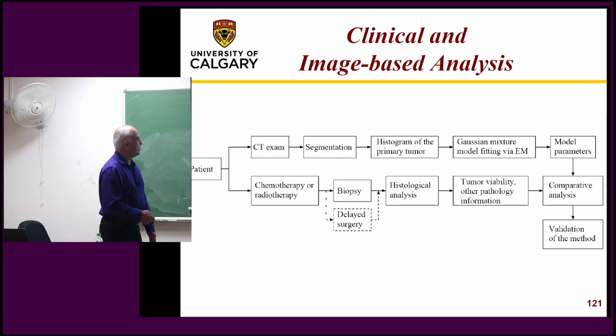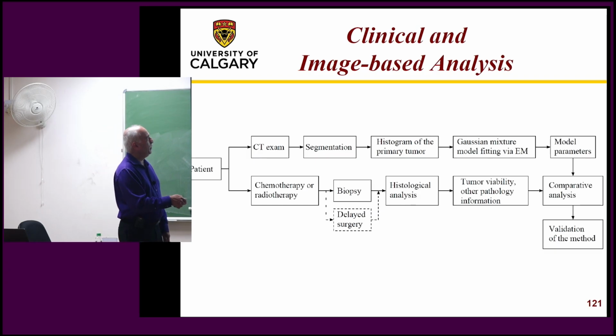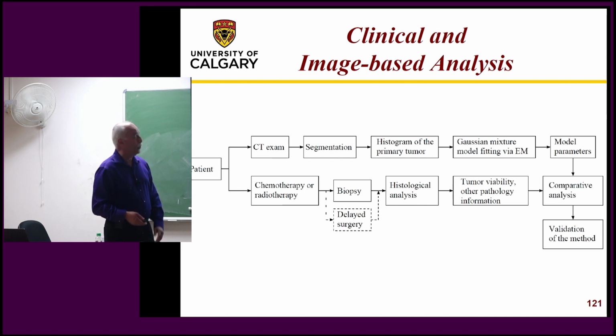So there is a whole sequence of operations here. The patient undergoes CT exam and also chemotherapy. The image is segmented and histogram of the primary tumor is computed. We have used the Gaussian mixture modeling to estimate the composition of the tumor.